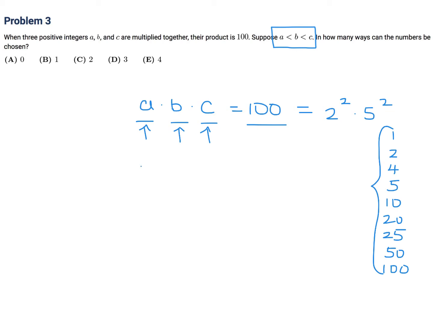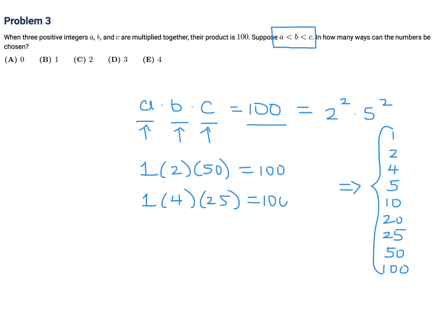Let's try A as 1. If A is 1, I can make my B as 2 and my C as 50, choosing, of course, from these numbers. Does that equal 100? It does. Okay, so we got 1. Now let's try again for 1. I can choose 4 for B and then 25 for C. That also equals 100. And I think I can squeeze one more by using 5 for B and 20 for C.